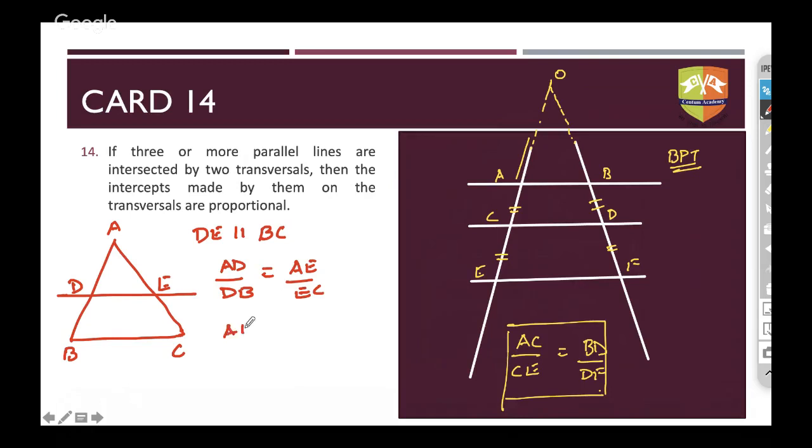Also, AD upon AB is equal to AE upon AC. Also, DB upon AB is equal to EC upon AC. All these three are true. You can do it by adding +1, -1, and things like that.